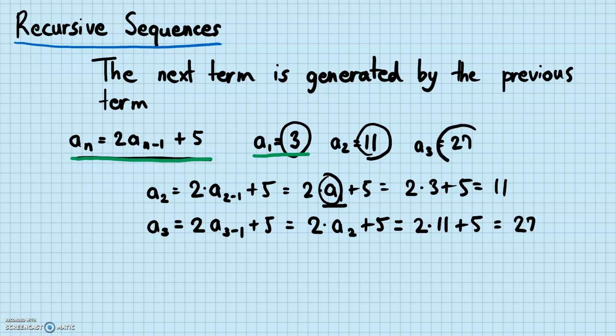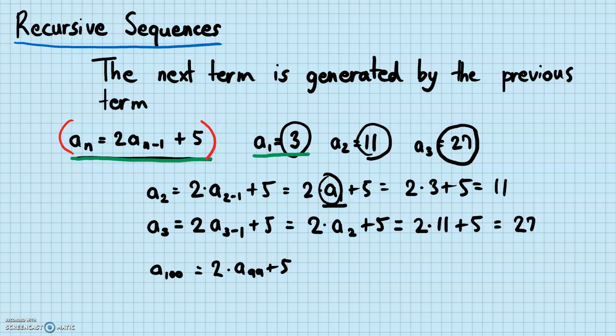And like I said before, it's very hard to find the 100th term, let's say. To find the 100th term, you need to find the 99th term. So that's going to be 2 times a sub 99 plus 5. And then to find the 99th term, you need the 98th term. So for recursive functions, with this algorithm that we have, it's going to be very hard to find the nth term.